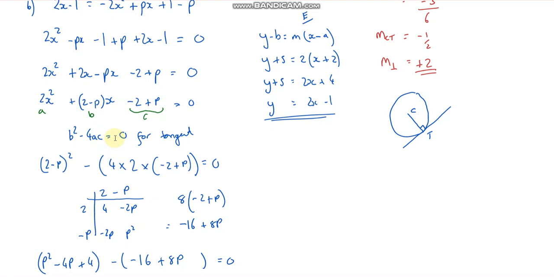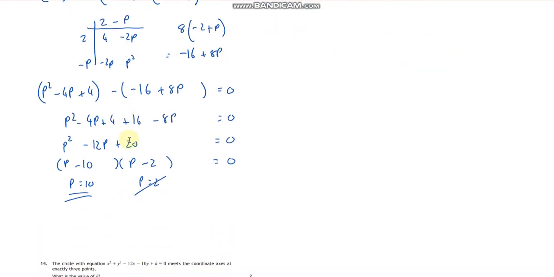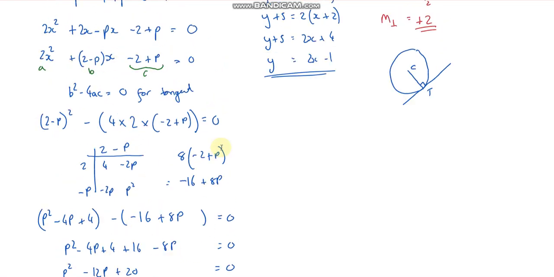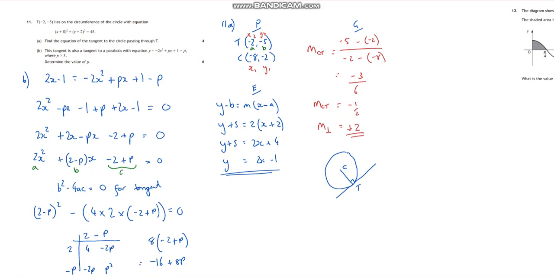So greater than 0, there's 2 points of contact. Less than 0, there's no points of contact as well. But this was a slightly easier one because it was effectively just finding the roots. Okay, so I hope that was helpful. Yeah, question 11.